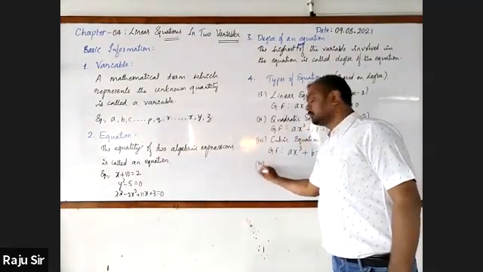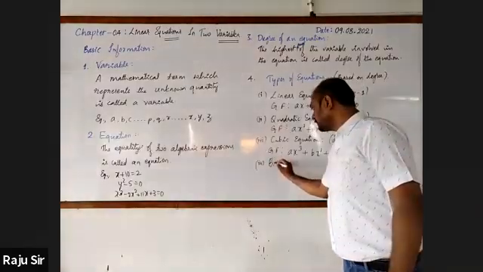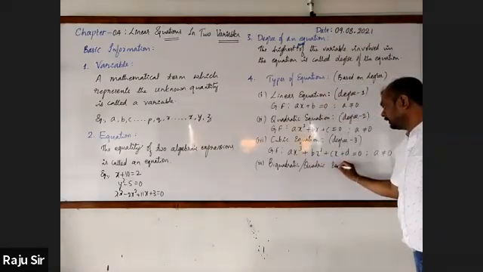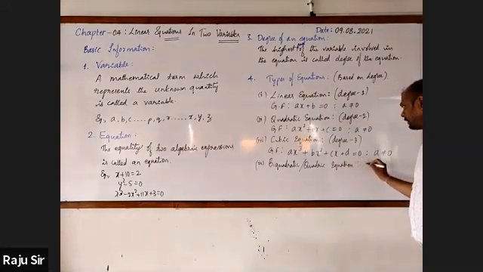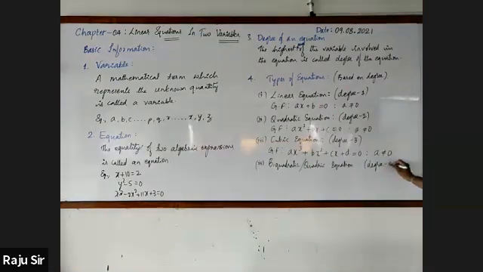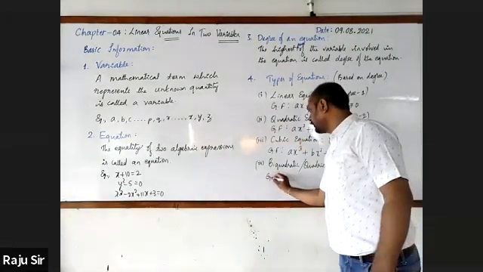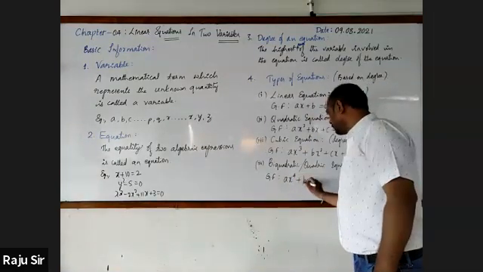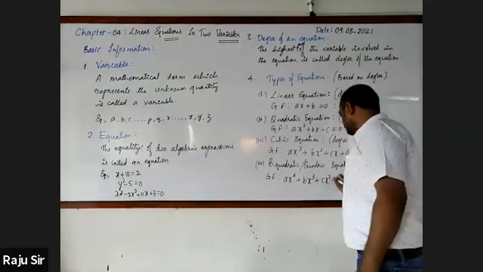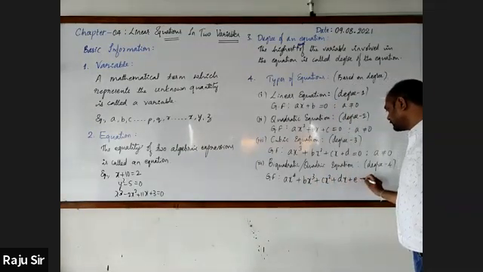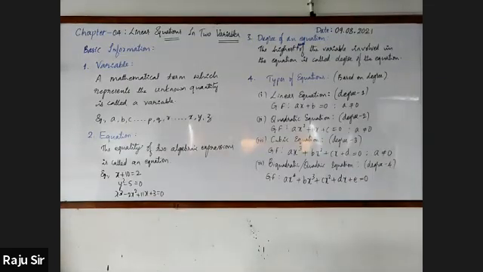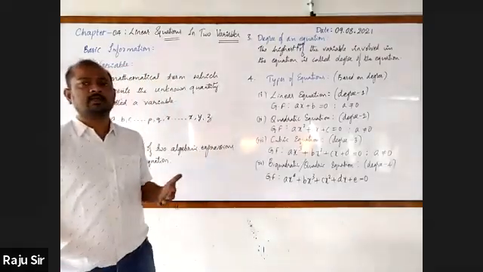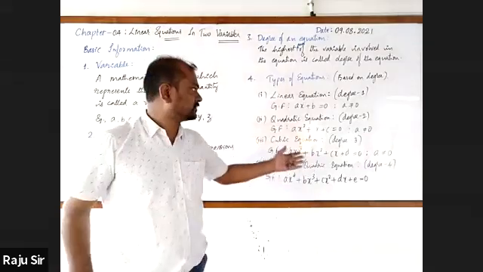Which is the fourth one? Biquadratic or quartic equation. Write its degree: degree 4. You can also write its general form: ax raised to the power 4 plus bx cube plus cx square plus dx plus e equal to 0. Afterwards, still some more are there. We have quintic, hexic, heptic, like this. Only this much is enough.